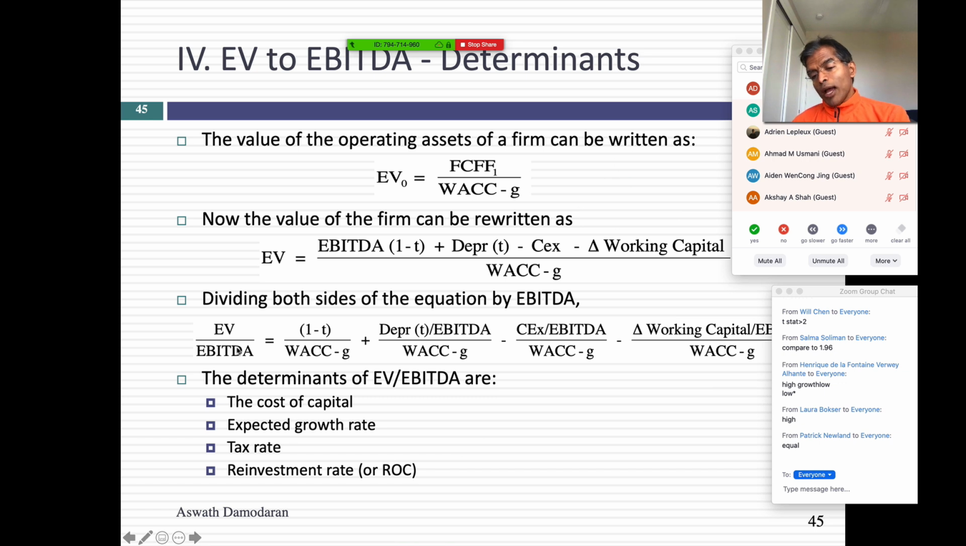The EV to EBITDA multiple for a firm is a function of the following variables. First, the tax rate. You're saying, why do tax rates matter? EBITDA is before interest, taxes, and depreciation. Let's take a limiting case. Let's suppose you operate in an economy where the tax rate is 100%. In other words, the government takes away all your earnings. What multiple of EBITDA would you pay for that company?